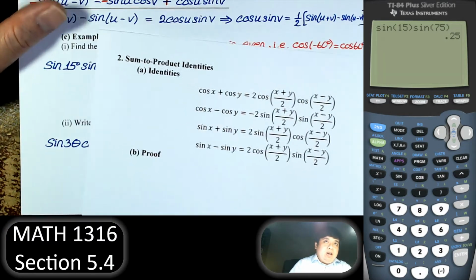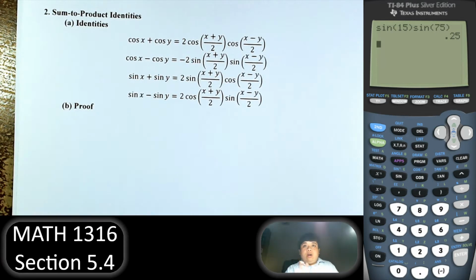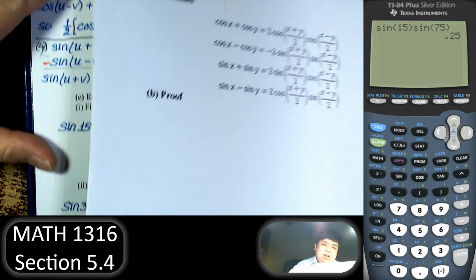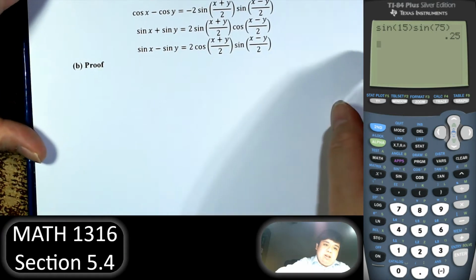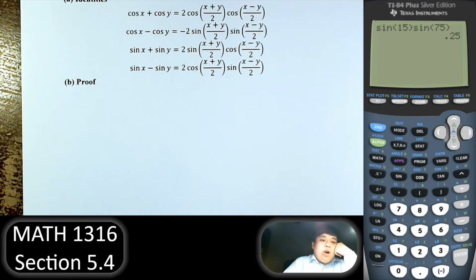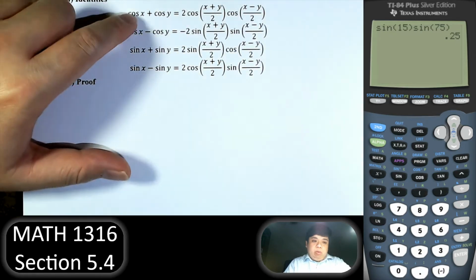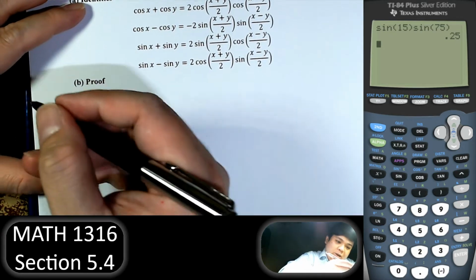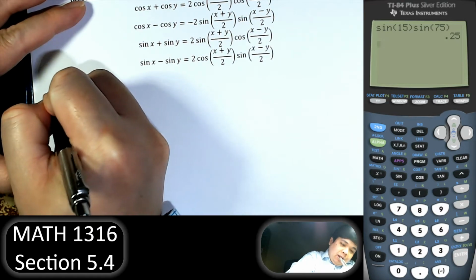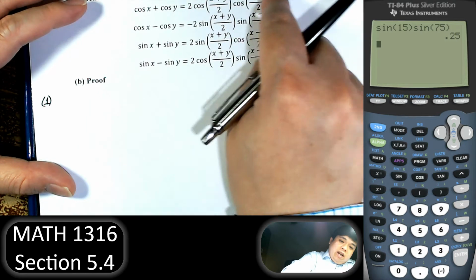Now, the next set of identities we have is sum to product. So this is a little bit different, right? So how do we prove something like that? First of all, this looks complicated. Actually, I only prove the first one. The rest will be done similarly. Let's try to prove this. Start from the right hand side.